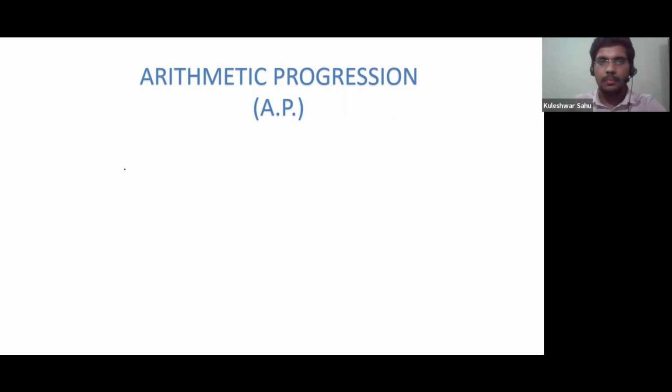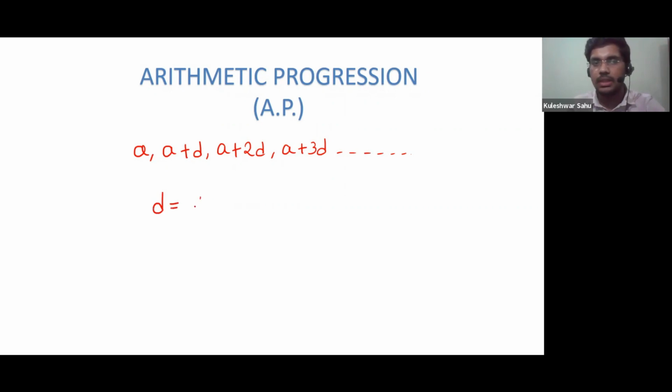Talking about arithmetic progression, any series which is in the form of a plus d, a plus 2d, a plus 3d, and so on will be known as an arithmetic progression. Reason? Because in this series we have something known as d, which is the common difference. So whenever I have a common difference between the terms of any series, that is known as arithmetic progression. Here a is known as the first term, d is known as the common difference.